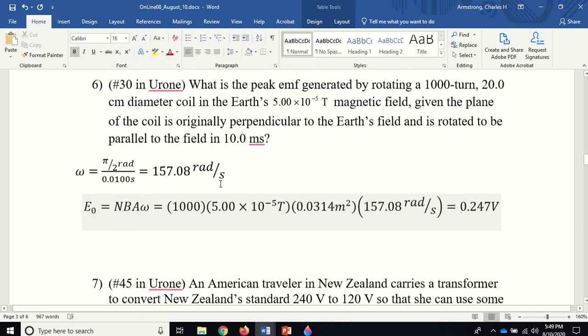So now we've got everything. There's your 1,000 turns, there's your magnetic field, that's the maximum, the peak EMF. Your problems on the exam will be just like this.